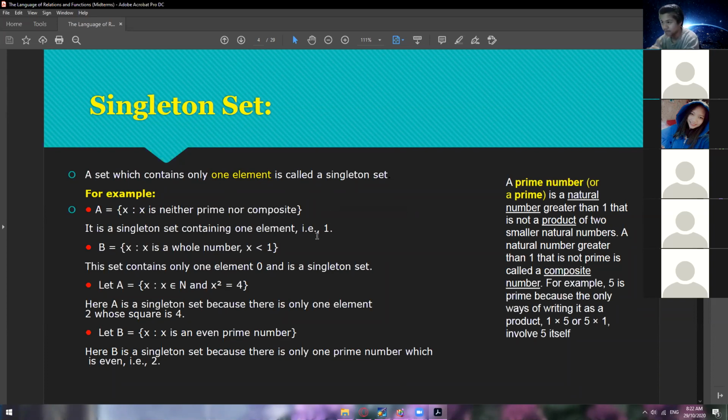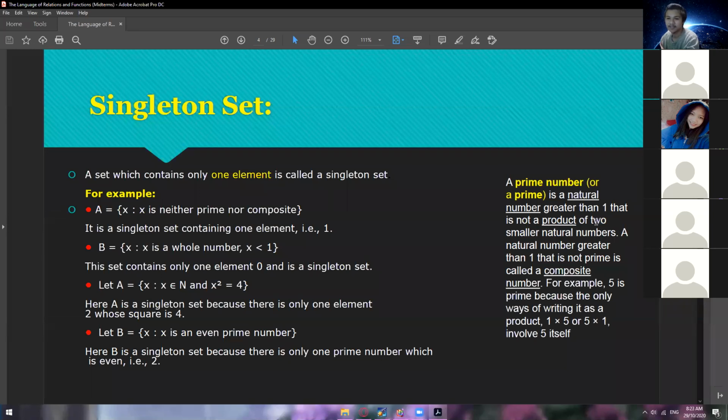Of course, neither prime. If you don't know the meaning of a prime number, I've also prepared what is a prime number. A prime number is a natural number. That is the first characteristic. The second one is it should be greater than 1, so 2 and above. That is not a product of two smaller natural numbers. So quite similar with composite number.